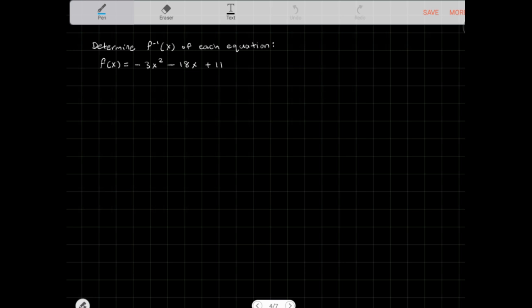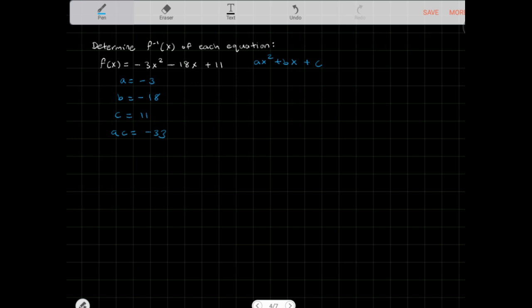Alright, so we want to determine f inverse of x of the equation f of x is equal to negative 3x squared minus 18x plus 11. In this case, it's not factorable, and you can see this if you look at your trinomial as ax squared plus bx plus c. a here is negative 3, b here is negative 18, c here is 11, ac here is negative 33. Two numbers that multiply to negative 33 that add up to negative 18, you can't really find those.